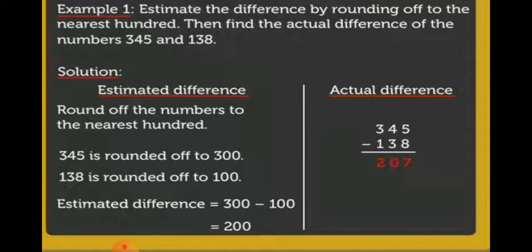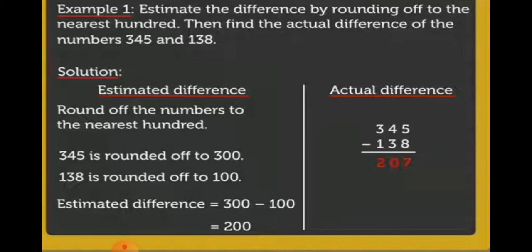Similarly, now 138. The digit at the hundreds place value is 1. The digit next to 1 is 3 which is less than 5. So you will write 1 as it is. Now you will count the number of digits next to 1, that are 2, and you will add 00. It became 100. So you get your answer here. Estimated difference is 300 minus 100, that gives 200.